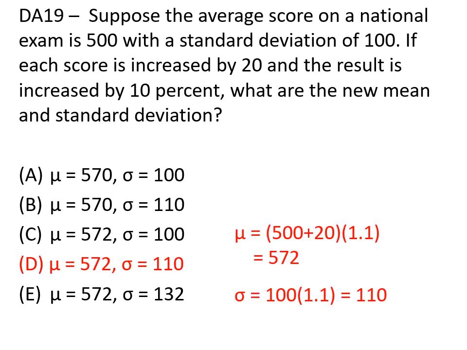Okay, so if you remember, the mean is affected by both adding the 20, but also is affected by multiplying by 10%. And so that's why it changes from 500 all the way up to 572. The standard deviation, however, remember, that is not affected by increasing of 20, so we simply multiply by the 1.1 or 110%.